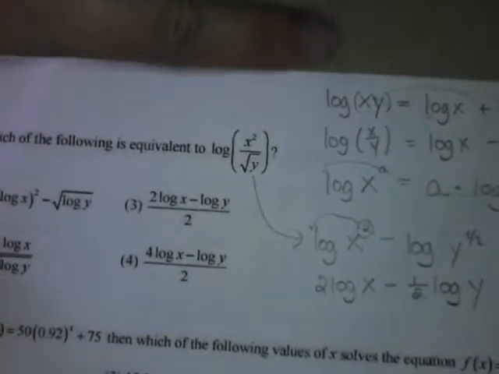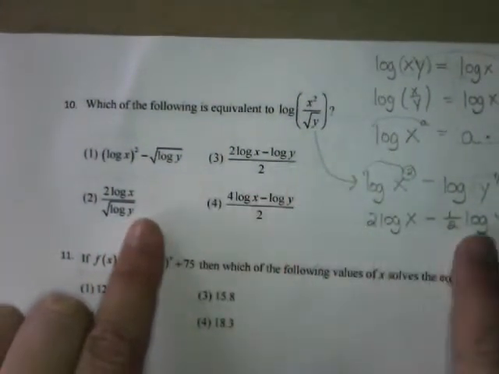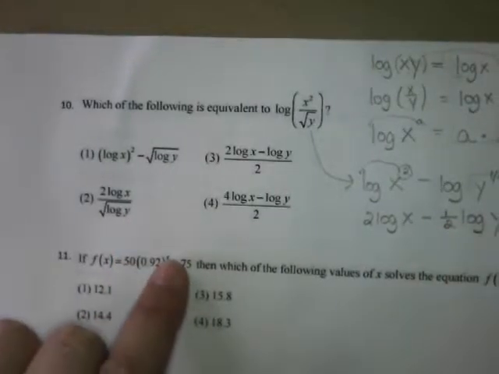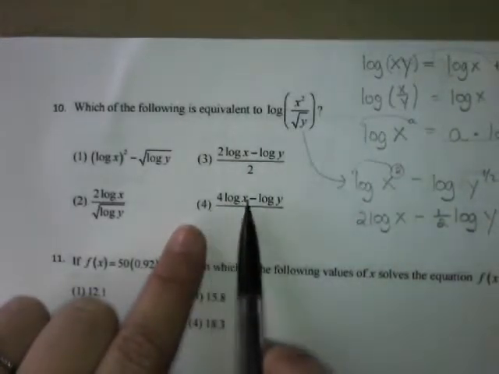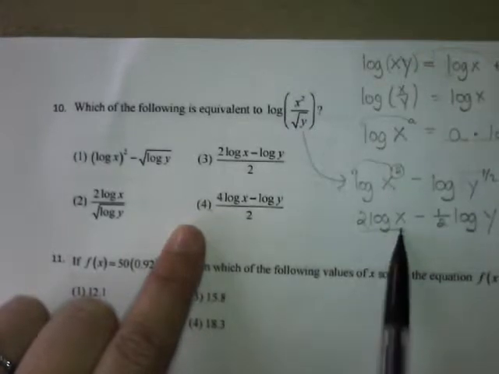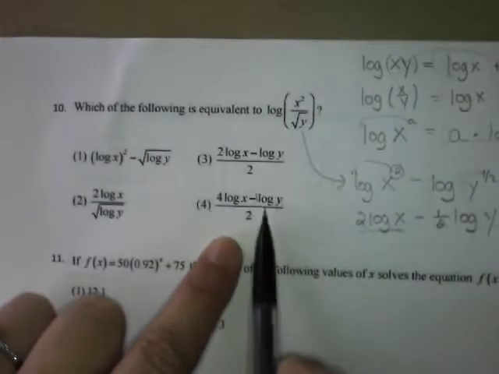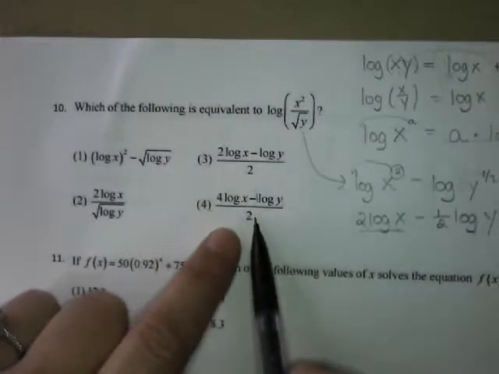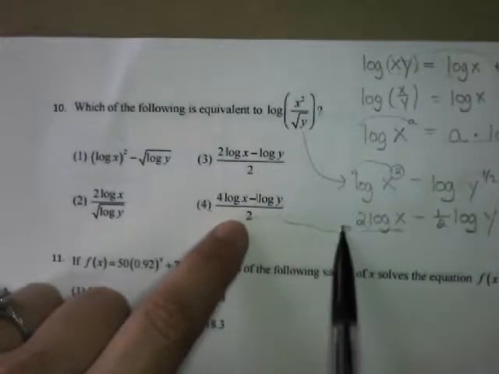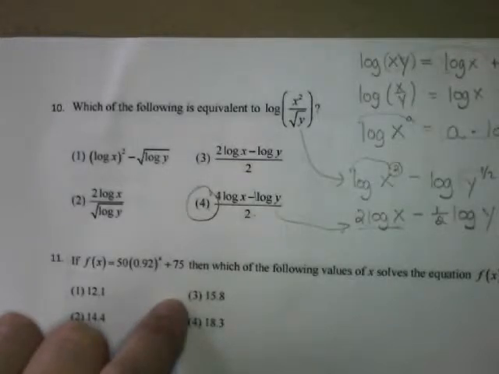What is classic about the Common Core is that that answer is not there exactly, but one of those is equivalent to this. Which is it? It's option 4. Because 4 log x divided by 2 is going to make 2 log x, and negative log y divided by 2, because that's technically 1 log y, is going to make negative 1/2 log y. So they kind of wrote it as a binomial over 2, so each term divided by 2 would turn into that. So it is option 4. Okay?